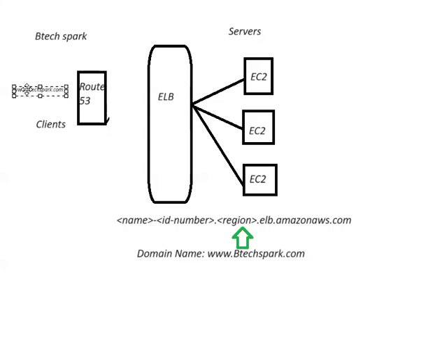Whenever my client requests this domain name in Google, what happens is my request will first be sent to Route 53. This request will first reach Route 53. This Route 53 acts like a phone book.